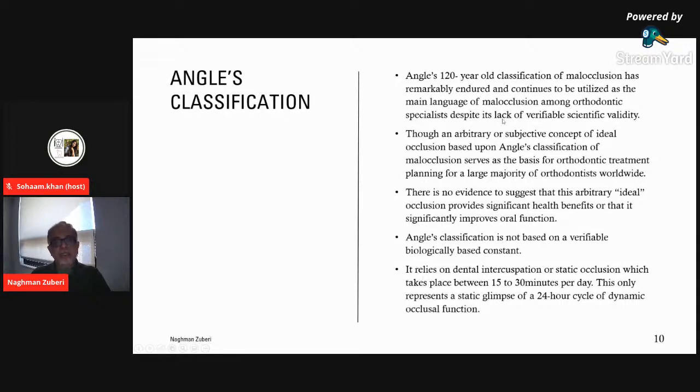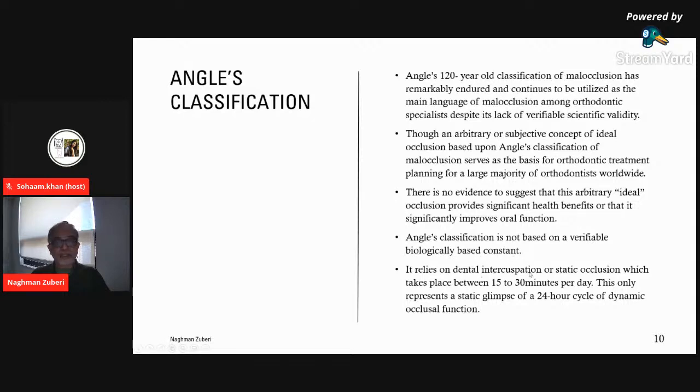And though there is a lack of verifiable scientific validity, we are not sure whether it is really normal or not normal. There is no scientific validity to whatever Engel has proposed. Though an arbitrary or subjective concept of ideal occlusion based upon Engel's classification of malocclusion, as I told you, most of the orthodontists worldwide follow it. There is no evidence to suggest that this arbitrary ideal occlusion provides significant health benefits or that it significantly improves the oral function. Engel's classification is not based on a verifiable biologically based constant.